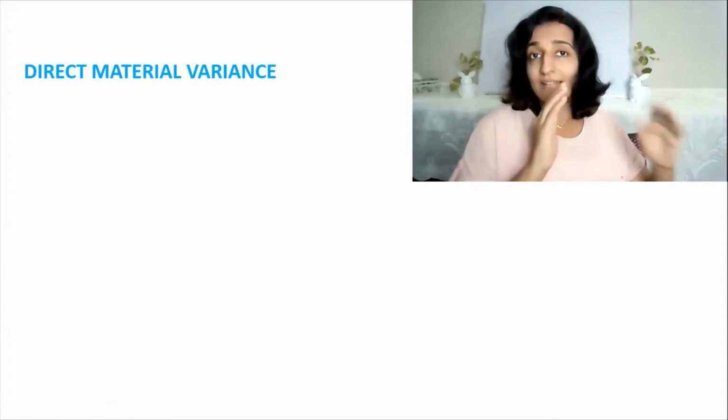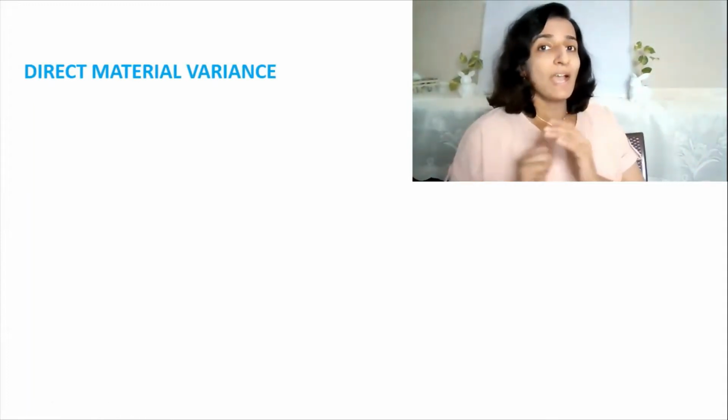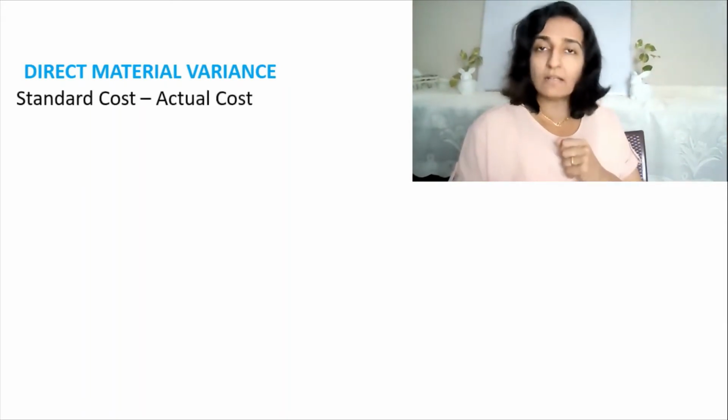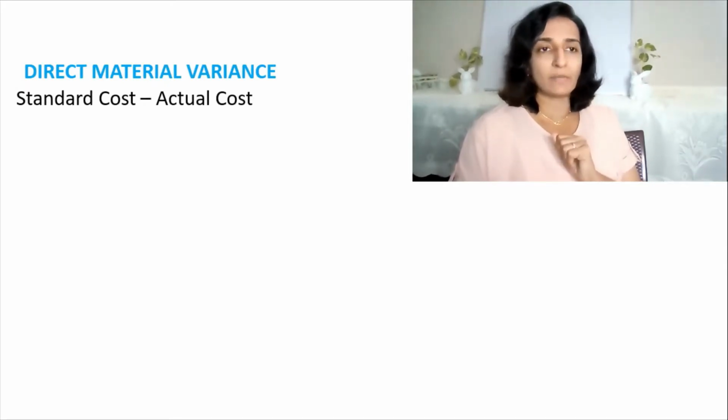So why is standard costing implemented? To have control over the working of the organization. Let's get started with one of the basic variances, that is direct material variance. As I said, we are comparing the standard cost with the actual cost. So what is direct material variance? It is the standard cost of direct material minus the actual cost of direct material.